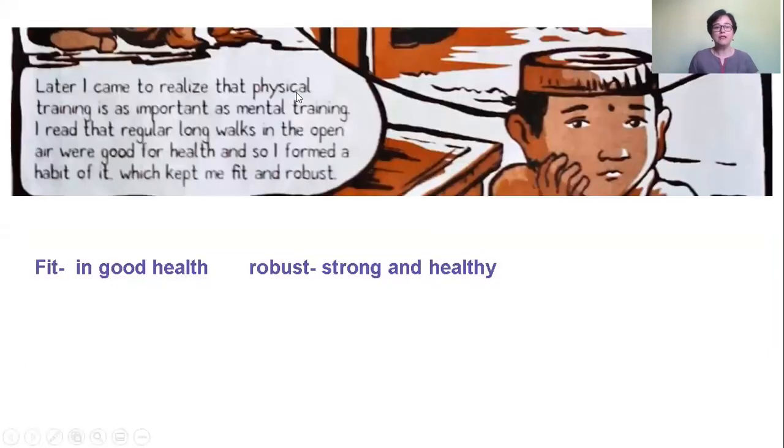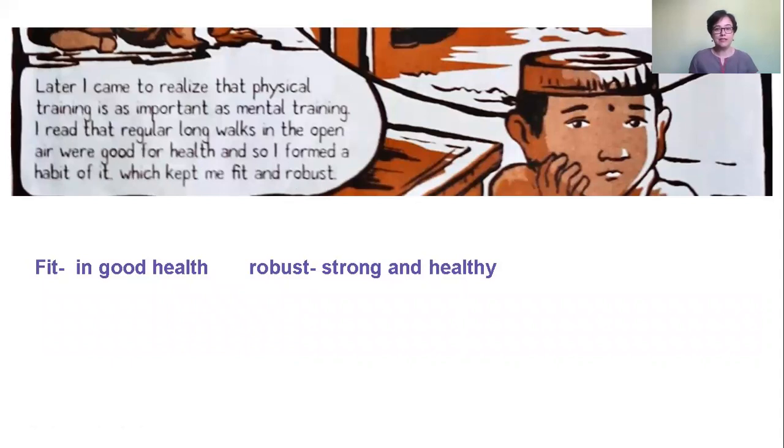Later, I came to realize that physical training is as important as mental training. So Gandhi grew up a little and then understood that actually physical training was really important. It was as important as mental training. Physical training meaning making your body strong, your muscles, your bones is as important as making your mind strong. I read that regular long walks in the open air were good for health, so I formed a habit of it which kept me fit and robust.